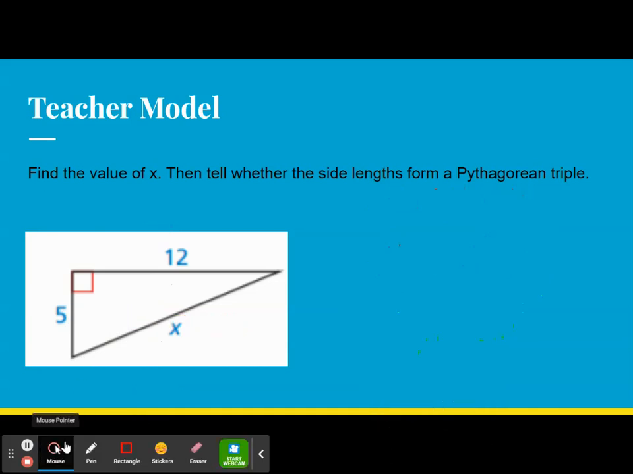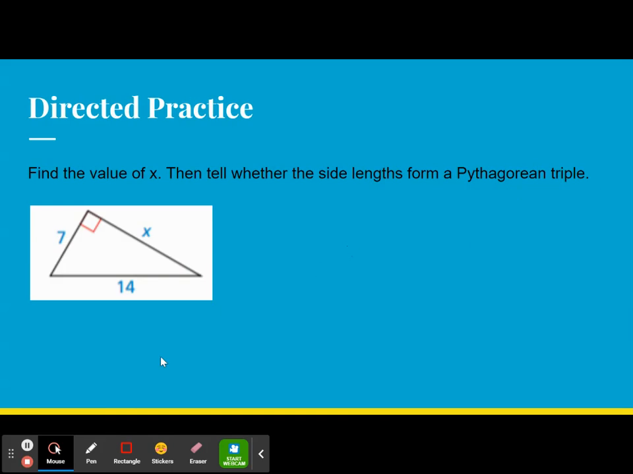All right, let's do one together. Find the value of x and tell whether the side lengths form a Pythagorean triple. First thing you need to do is write down the missing sides.